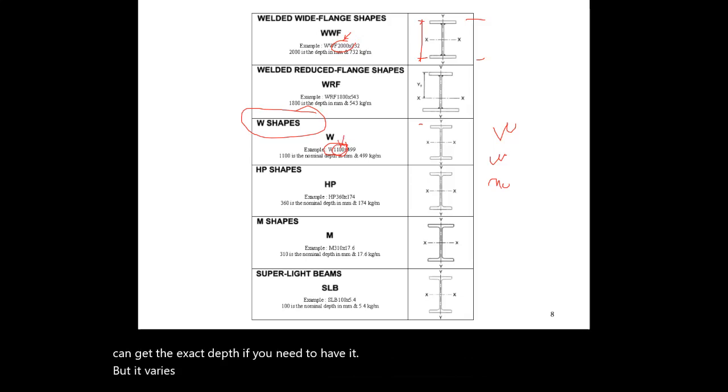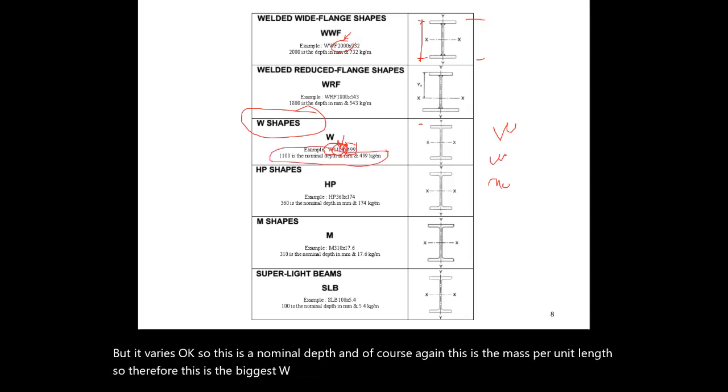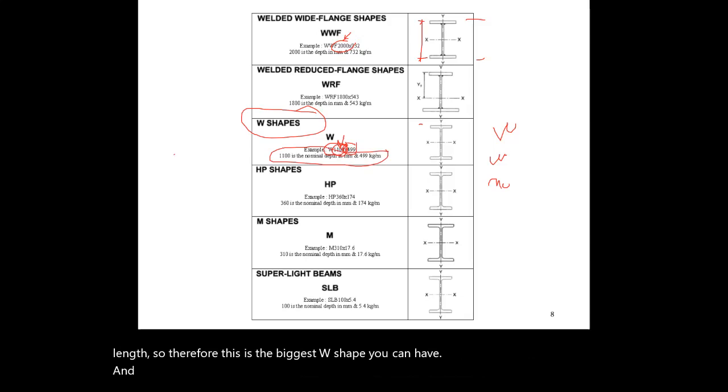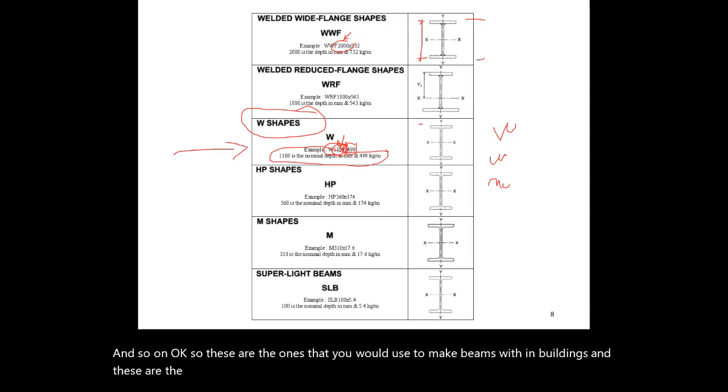So this is a nominal depth, and of course, this is the mass per unit length. Therefore, this is the biggest W shape you can have, and so on. These are the ones you would use to make beams in buildings, and these are the ones that are most commonly used.